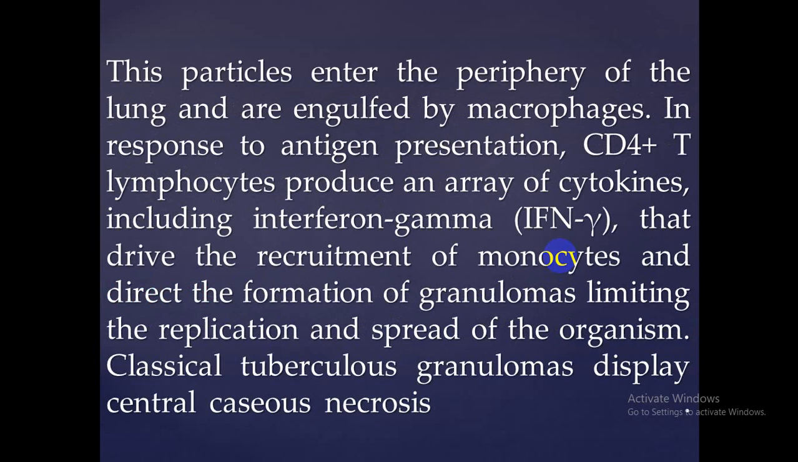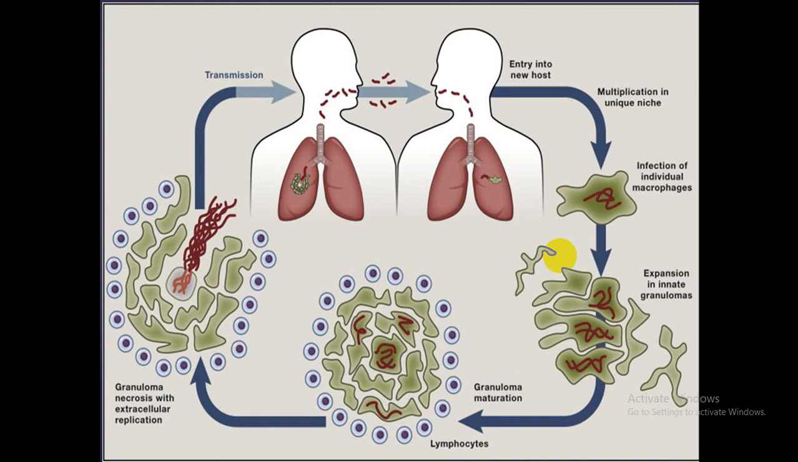When these droplet nuclei enter our respiratory tract, they will be engulfed by macrophages, and the macrophage will present the antigen, which is the droplet, to the CD4 helper cell, which produces more cytokines, interferon alpha and gamma, which recruit more monocytes. This diagram shows this process when the patient gets droplet infection by the bacilli, and the bacilli get taken up by the macrophage.